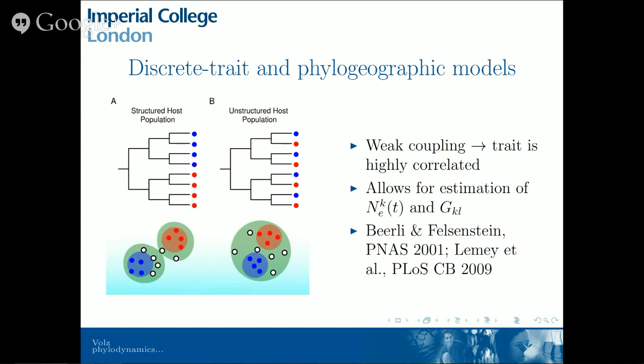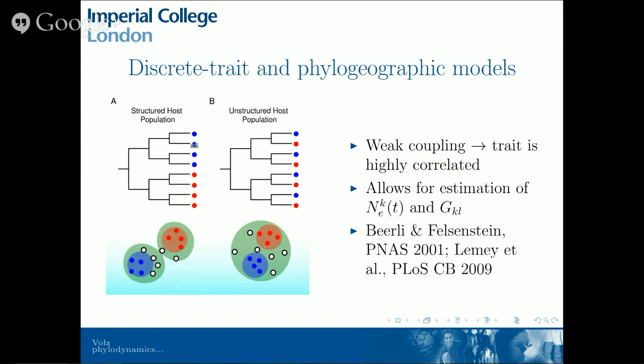There's of course a very large body of research about this already in the context of geography and related to the problem of estimating migration rates between demes. For example, Beerli and Felsenstein developed structured coalescent models for estimating migration rates, and more recently, Lemey has developed substitution models for estimating migration rates. The basic idea underlying both methods is that if there is very infrequent migration between populations, then if you have some discrete character at the tips of a tree that represents where a taxon was sampled, that character will be very highly correlated with the tree.